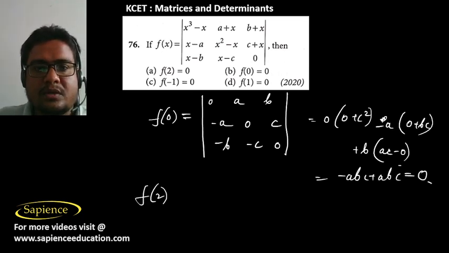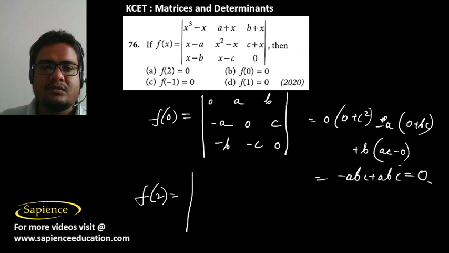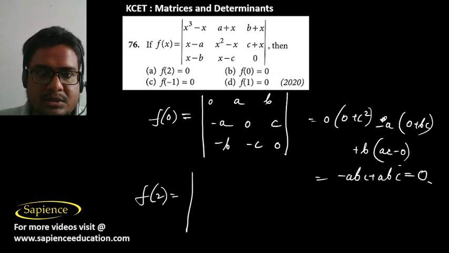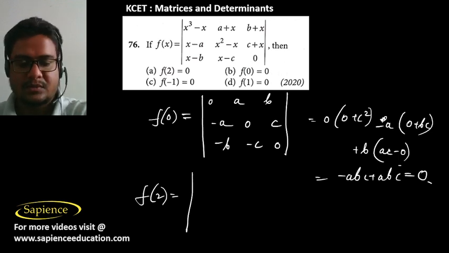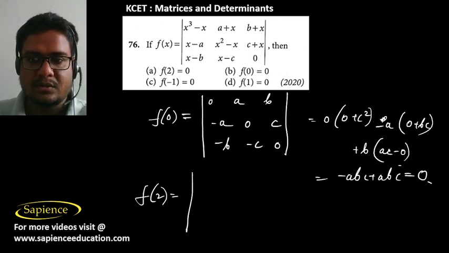Then f of 2 will be equal to, f of 0 is 0. It means that here only a single option is correct. Therefore, option B is the only correct answer.